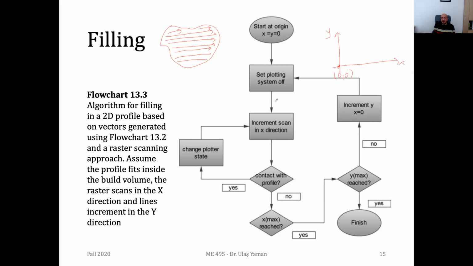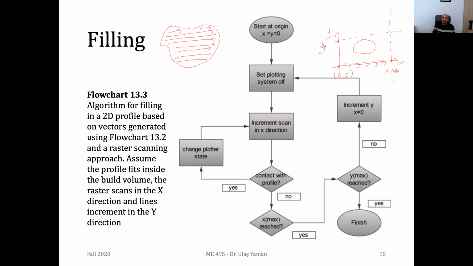After turning the system off, we increment scanning in X direction. This is how I move in that step. Since my X is 0 initially, I move in X direction, and assume that this is our boundary. We cannot go beyond. Increment scan in X direction, contact with the profile. Assume that I have a profile here. No, I haven't contacted the profile. Is X max reached? Yes, this is X max.